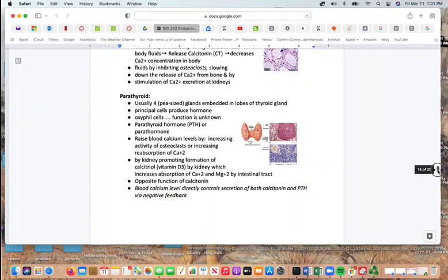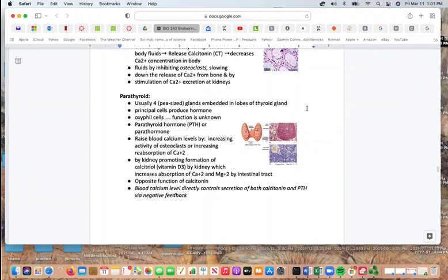So the parathyroid, this is going to be for pea-sized glands that are usually embedded in the lobes of the thyroid gland. So you can see them here in this picture. Those are the principal cells that produce the hormone. The oxyphil cells, we don't really know what their function is yet. So parathyroid hormone will raise blood calcium levels.